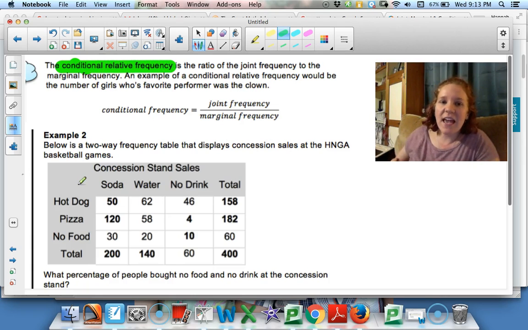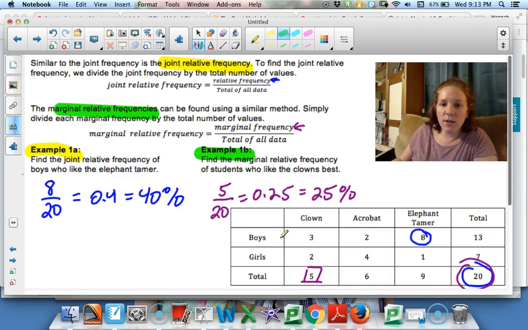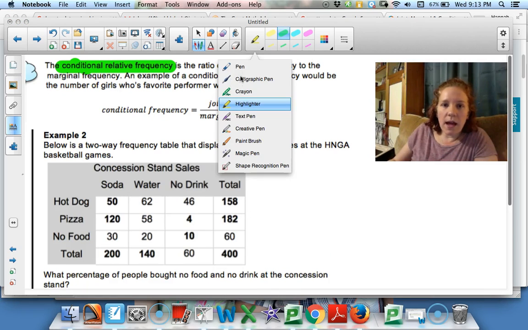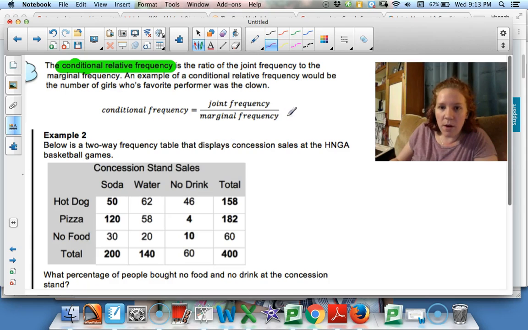Conditional relative frequency is a ratio of a joint frequency and a marginal frequency. So this would be if I wanted to know the number of girls whose favorite performer was the clown. So let me go back over here. So I'm looking at the number of girls, so I'm looking here, whose favorite performer was a clown. So I'm going to take 7 and clown, and that's what I'm going to write as my ratio. There were 7 total girls, so that marginal frequency was 7. 2 of those girls liked clowns, so the joint frequency was 2.